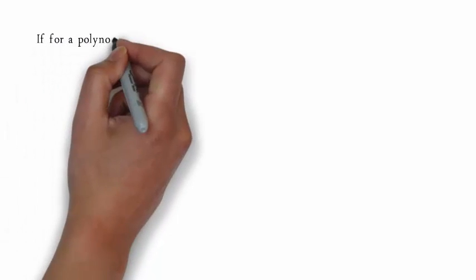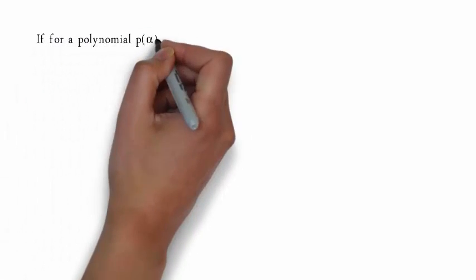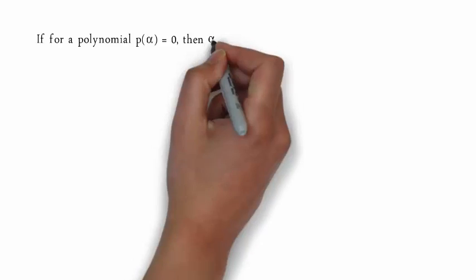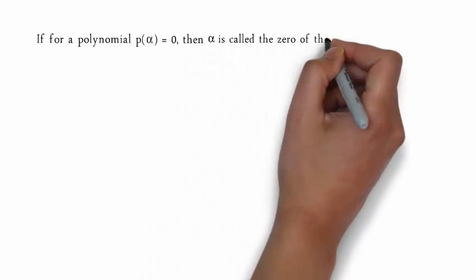Zeros of the polynomial. If for a polynomial, p of alpha is equal to 0, then alpha is called the zero of the polynomial p of x.